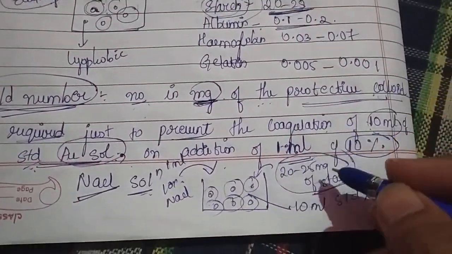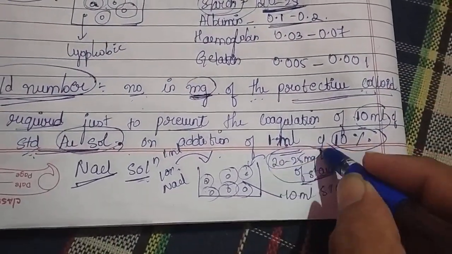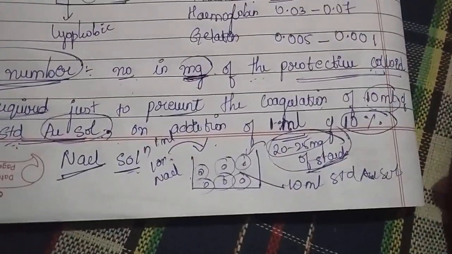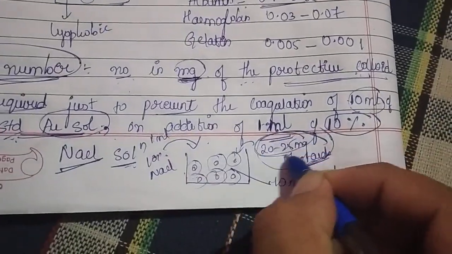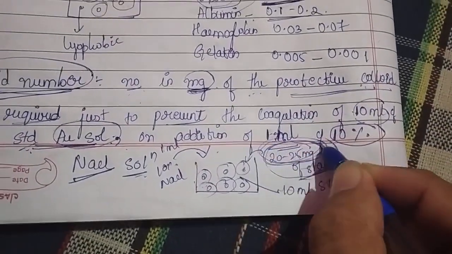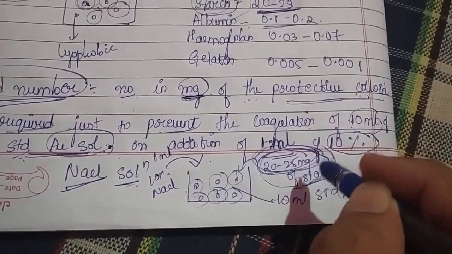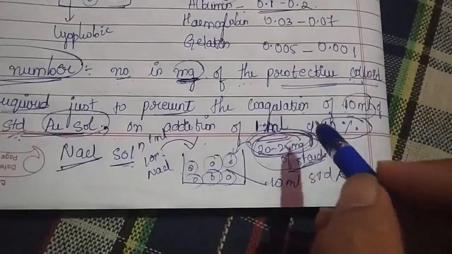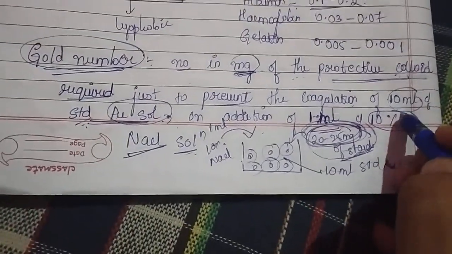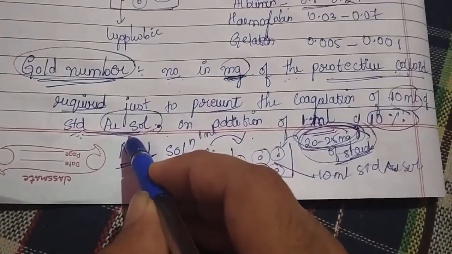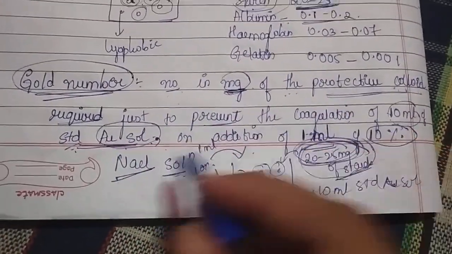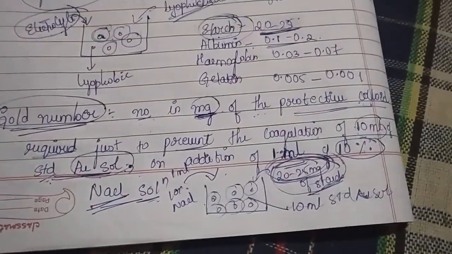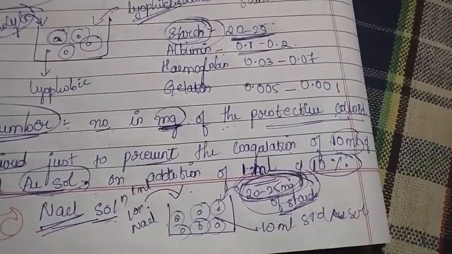But when I add starch of nearly 20 to 25 milligrams, what did I observe? It is not undergoing coagulation. So this number, whatever I have added of the lyophilic colloid, in milligrams, is called the gold number, here of starch. And I have maintained a specific condition: 10 ml of standard gold salt and 1 ml of 10% NaCl. I have to maintain this specific condition in order to get proper gold number values.